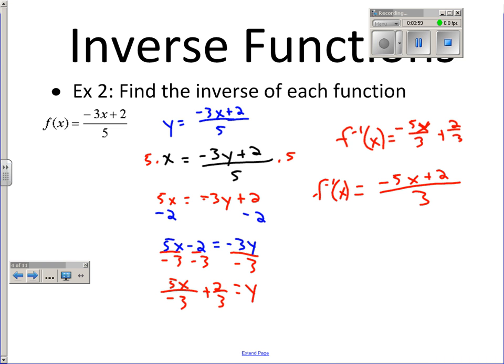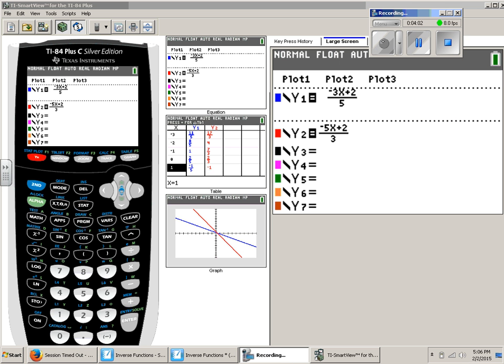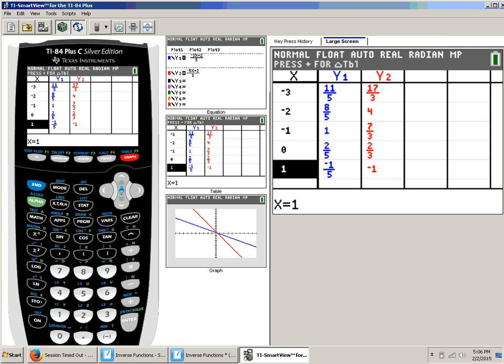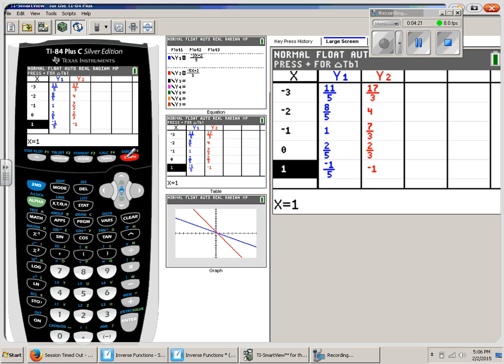And now let's go to check this using our calculator. So to check this using my calculator, first thing I want to do is put my problem into y1 and my answer into y2. Next thing I'm going to do is go to my table. Remember from Algebra 1 that inverses mean that I switch x and y. So I want to pick an ordered pair, actually two ordered pairs from x and y1.